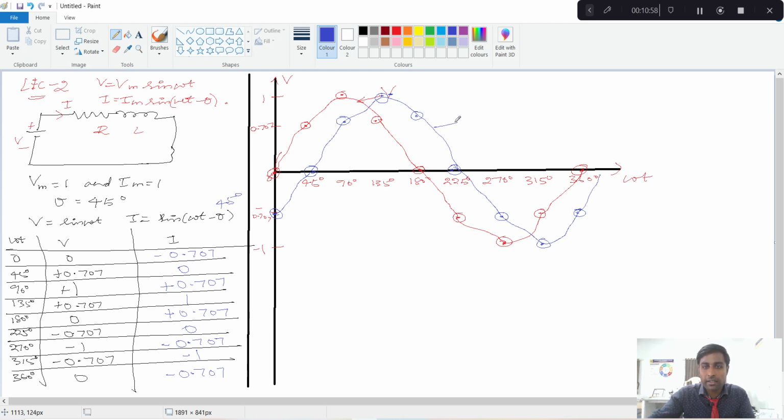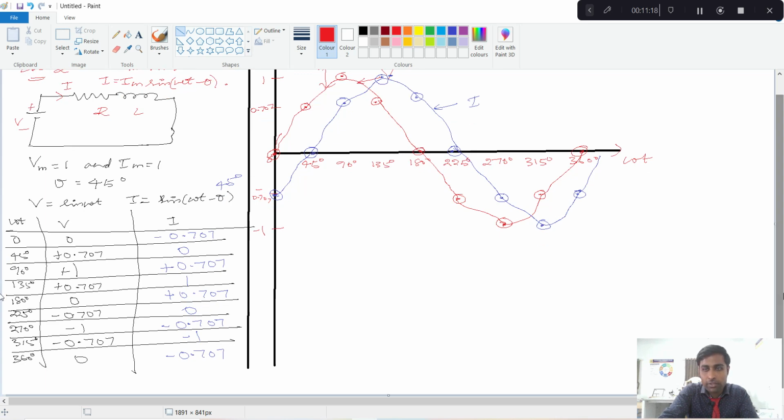So this is my V curve and this is my I curve, as per the expressions I have taken. Now I am going to draw another graph so that we can easily understand, and you can see this.